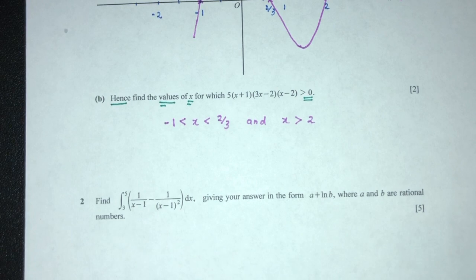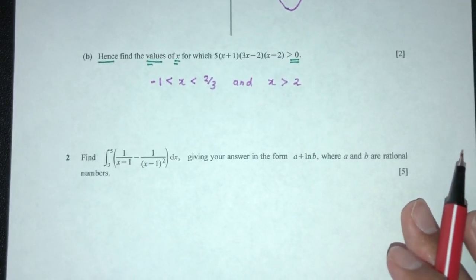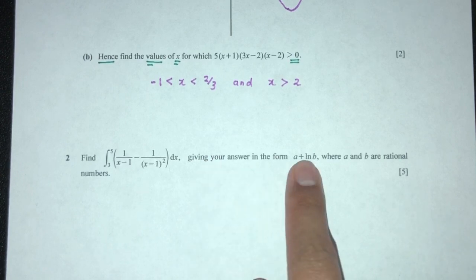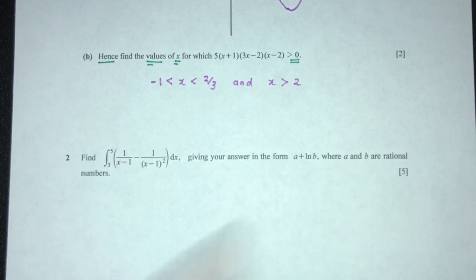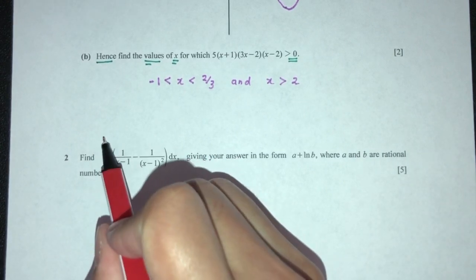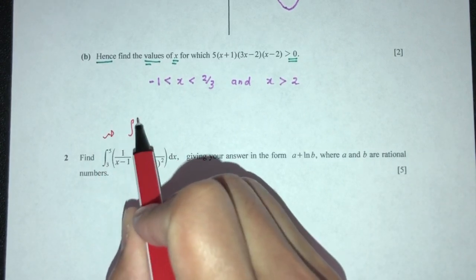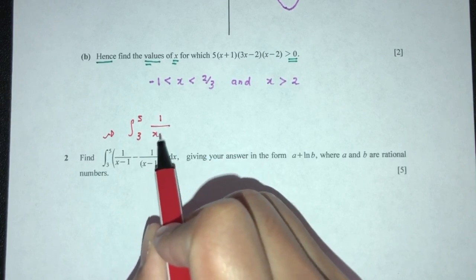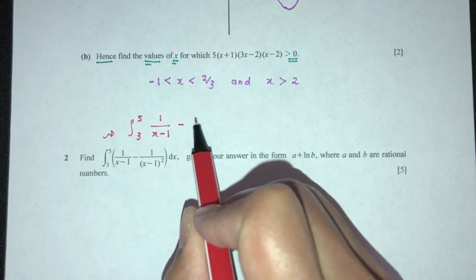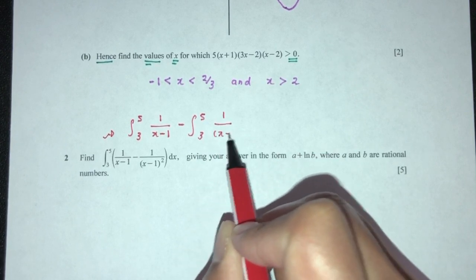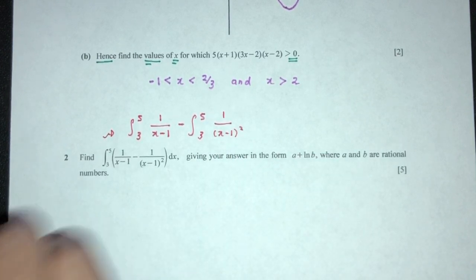Now let's move on to question number 2. So here we have to find this integration, giving you an answer in the form of this, where a and b are rational numbers. Okay, so let's see how can we do this. So one by one, we can first break this down. That could be written as 1 over x minus 1. Here we have minus, that will be 5, 3, 1 over x minus 1 square dx, obviously.